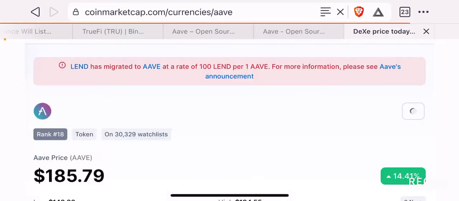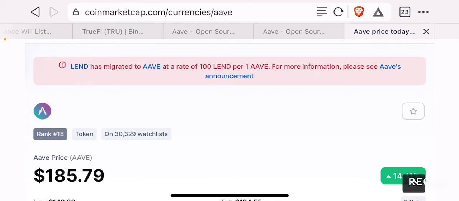So again, Aave is pretty cool, and it's similar to Compound Finance. If you guys aren't aware of Compound Finance, it's pretty much an ERC20 token based lending and borrowing platform, where you can earn a decent interest rate, right?